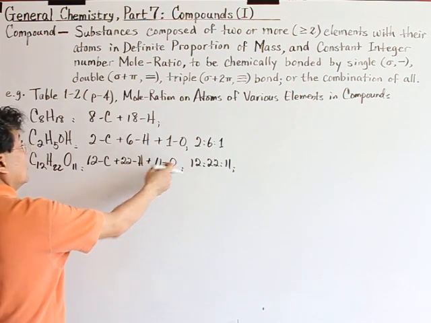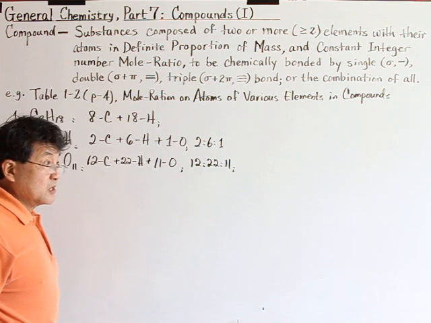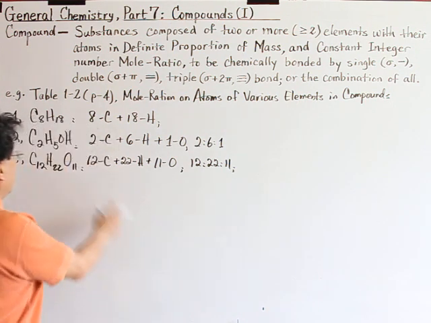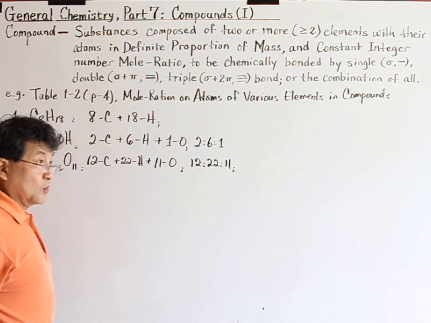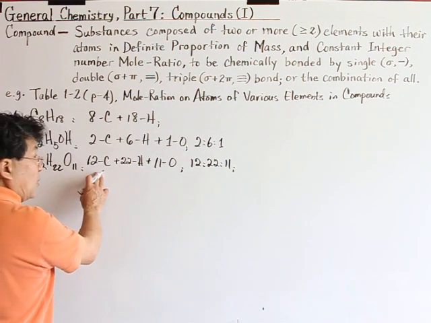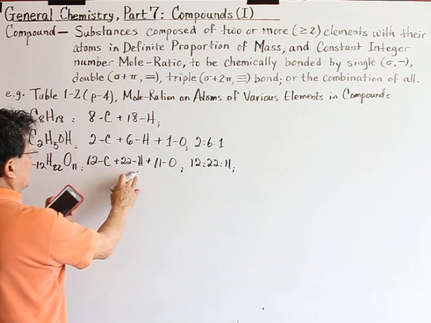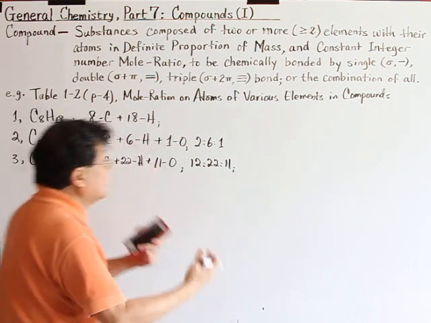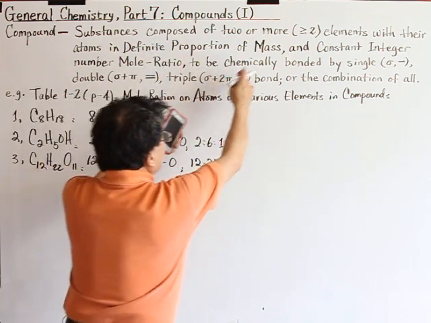Right? 11 oxygen times what? Times 16, right? So that's going to be what? 176 AMU. And 12 carbons, what? 12 times 12 is 144. So 144 AMU, 22 AMU, 176 AMU. That's a definite proportion of mass.